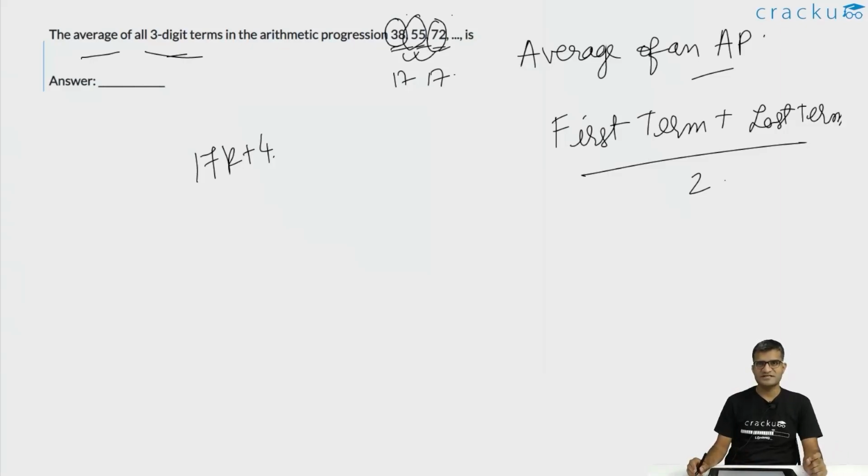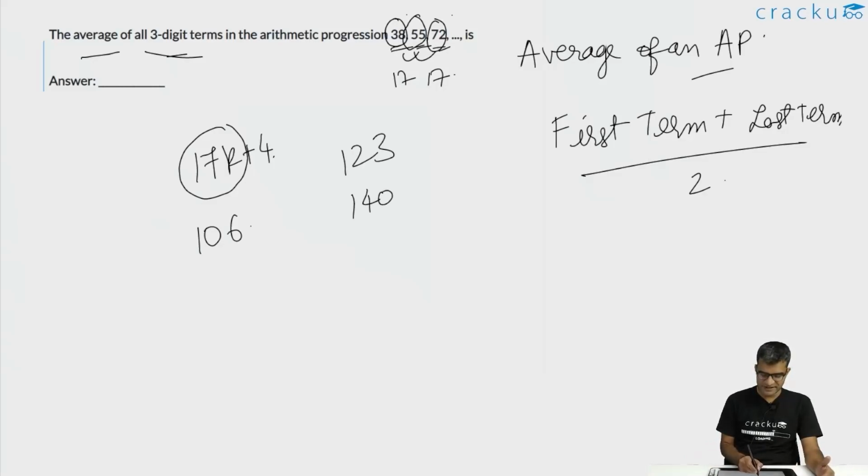What is the smallest 3-digit number which is part of this arithmetic progression? The smallest 3-digit multiple of 17 is 102, so the smallest term will be 106. So we'll have 106 in it, then we'll have 123, then we'll have 140 and so on. What is the largest 3-digit number which will be part of this arithmetic progression?